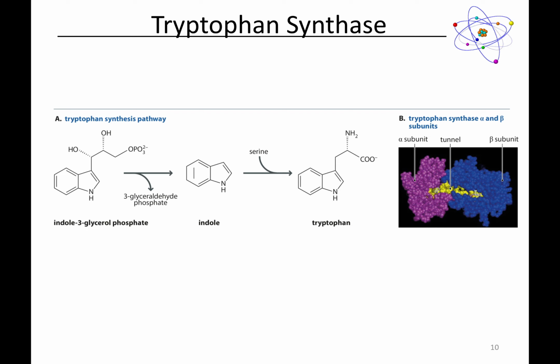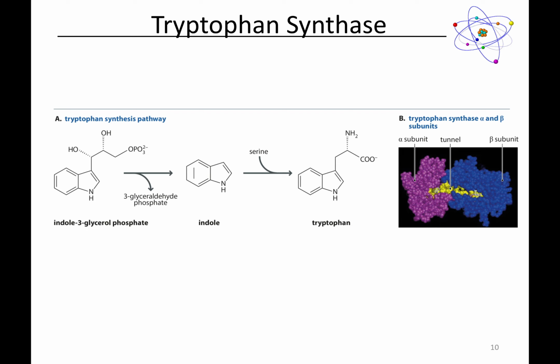So in the first active site, it's the 3-glyceraldehyde phosphate active site. It hydrolyzes this bond, it releases glycerol 3-phosphate, and it produces the indole. The indole will actually diffuse across this channel within the enzyme. It never leaves the enzyme. It's actually closed off and it can't leave.